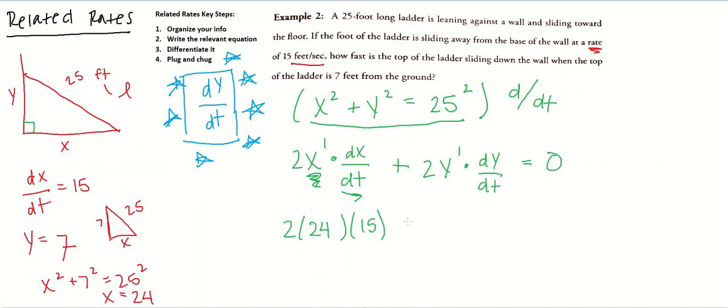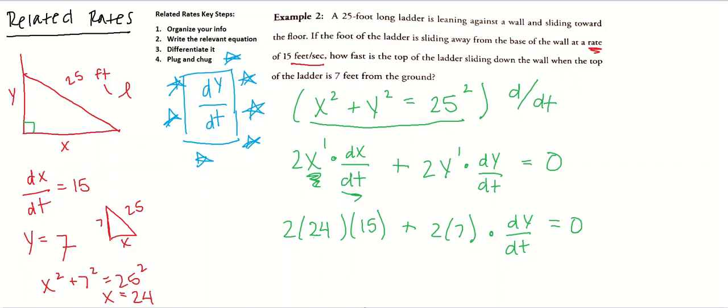Okay, and so now we need to add 2 times y, and again, we have y labeled right here, y is 7, and then times dy/dt. Do we know what dy/dt is? Well, no, because look right here in blue, that is what we are trying to solve for. So we can leave dy/dt as just itself, because that is exactly what we are trying to figure out. And this is still all equal to 0.